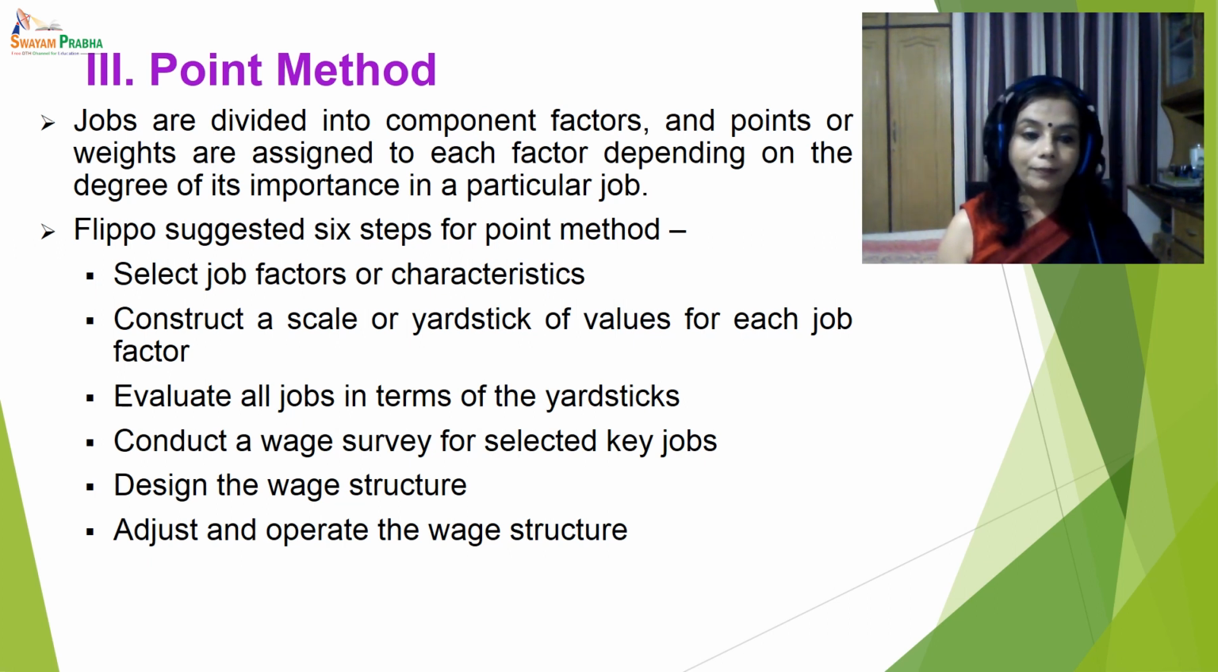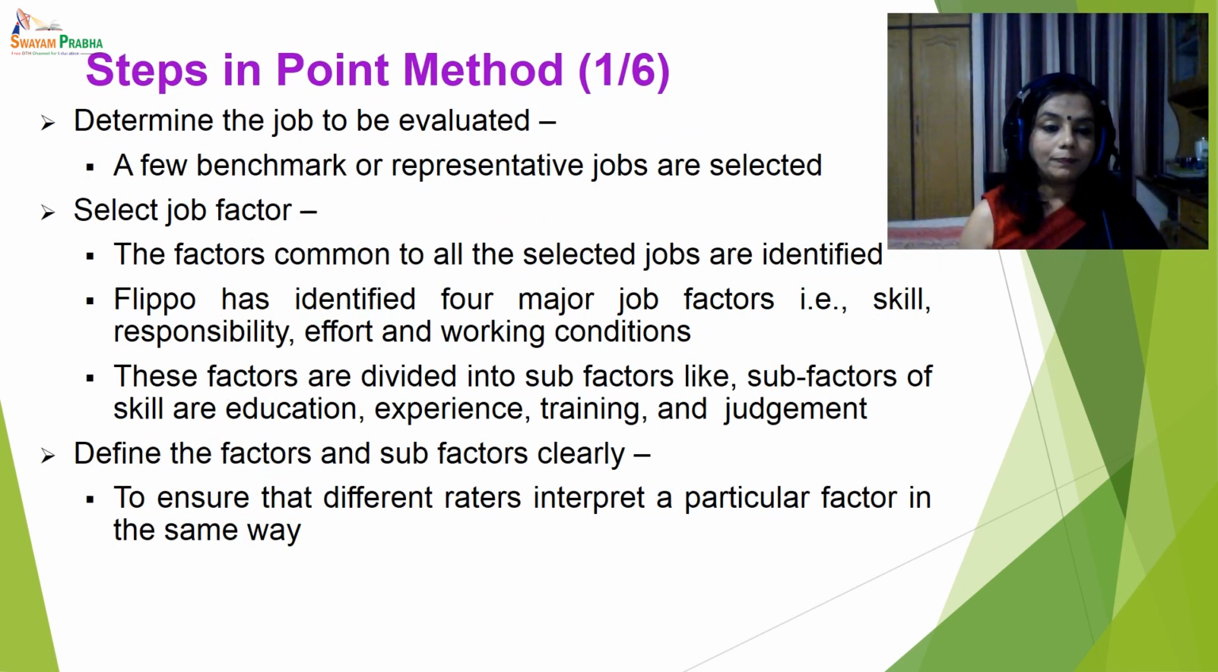Now, 6 steps are suggested by Flippo. Select job factors or characteristics, construct a scale or yardstick of values for each job factor, evaluate all jobs in terms of those yardsticks, conduct a wage survey for selected key jobs, design the wage structure, and adjust and operate the wage structure. Taking cue from the steps mentioned by Flippo, the important steps in the point method, we will discuss them one by one.